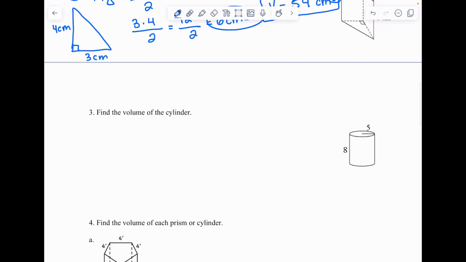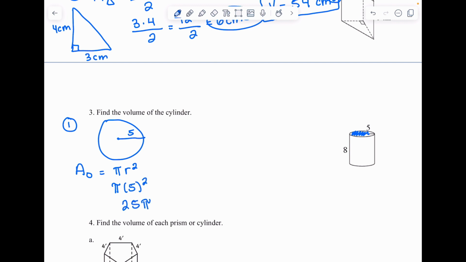Number 3 says find the volume of the cylinder. My base of the cylinder is a circle. So my first step is to find the area of the circle. My area formula for a circle is pi r squared. So pi times 5 squared will give me an area of 25 pi units squared for the area of my base.